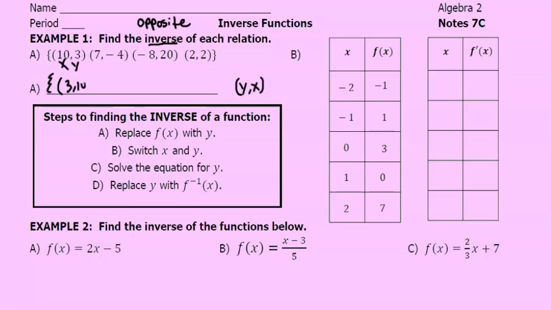We have 3 comma 10, negative 4 comma 7, 20 comma negative 8, and then 2 comma 2.